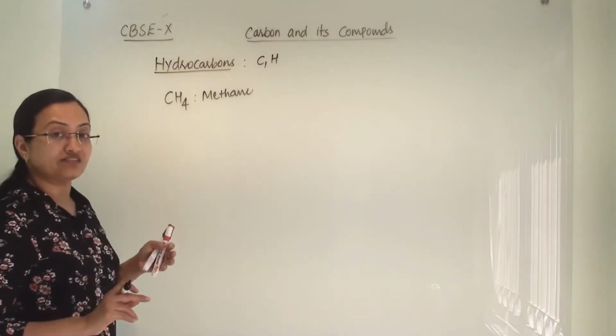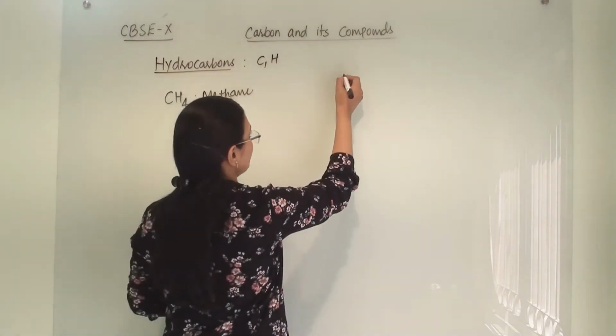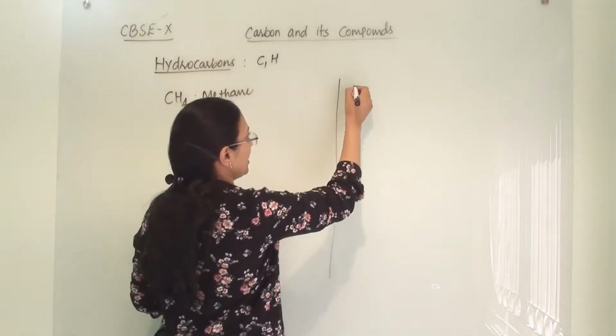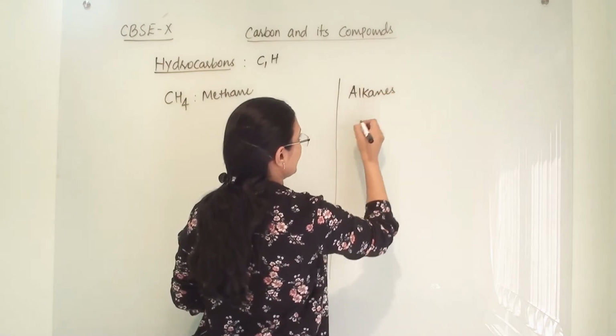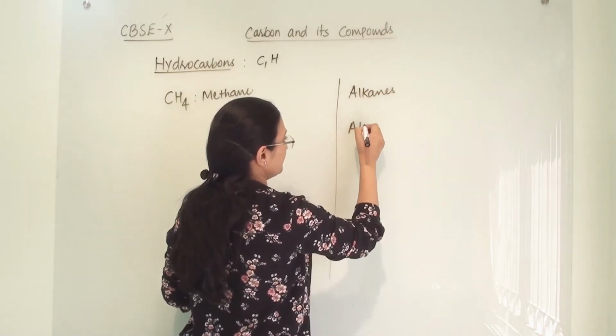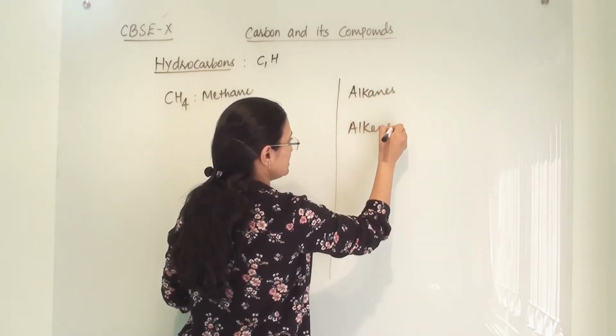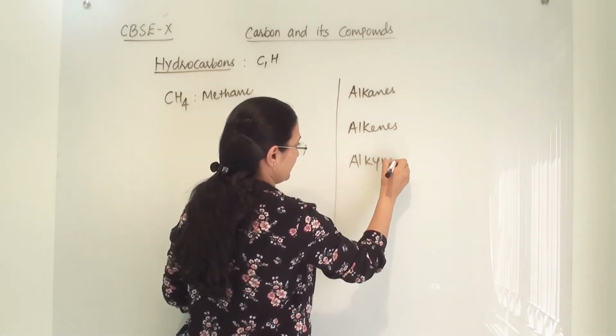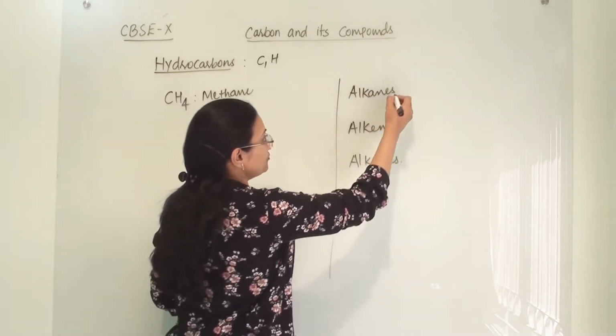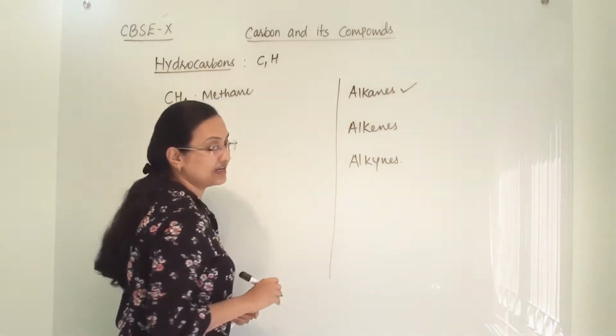Now there are three types of hydrocarbons. First are alkanes, then there are alkenes, and the last ones are alkynes. Here, first we are going to study the alkanes.